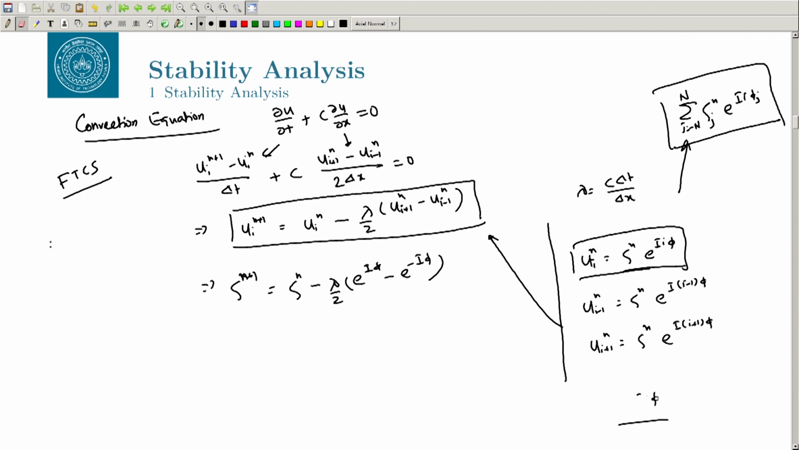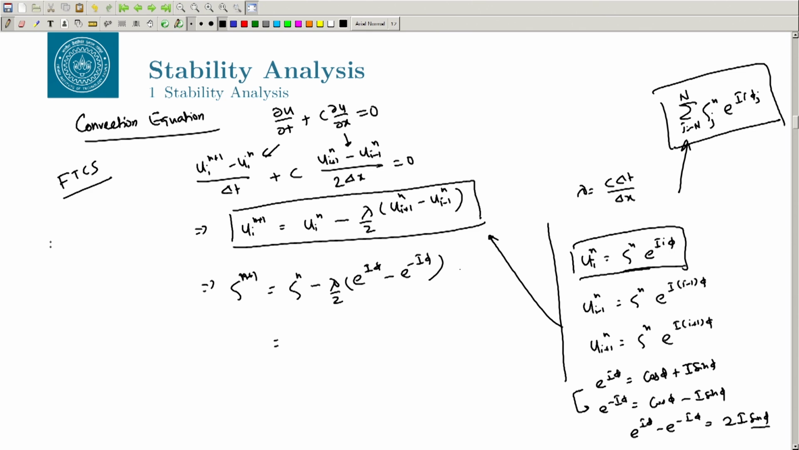So, e to the power I phi is equal to cos phi plus I sin phi, and e to the power minus I phi is equal to cos phi minus I sin phi. Okay. So, now is the subtraction. So, that will become e to the power I phi minus e to the power minus I phi equal to 2 I sin phi, right.